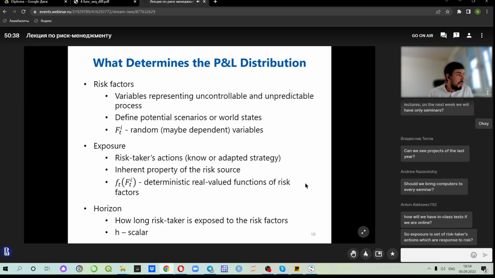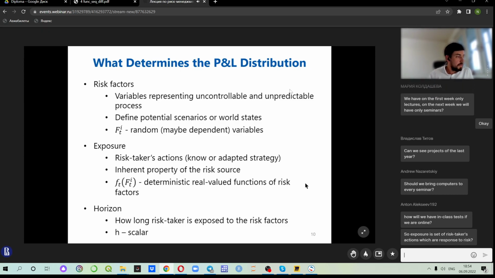So the final ingredient of any risk distribution is a horizon. Actually, we expose ourselves to the risk for a certain amount of time. So, for example, you can hold your portfolio just for one day. You can hold your portfolio for a week. You can hold your portfolio for a month. You can hold your portfolio for half of the year.